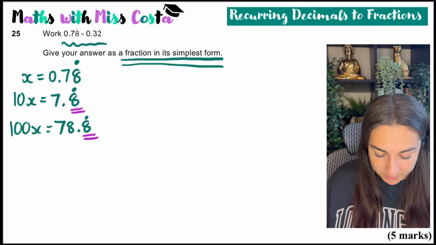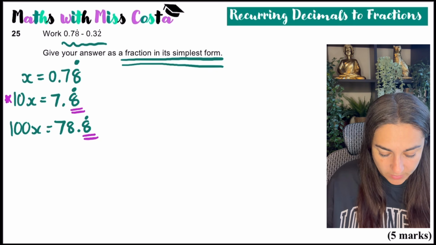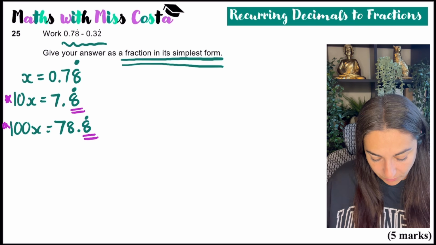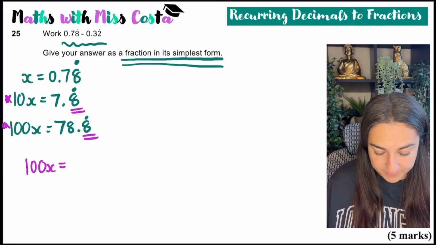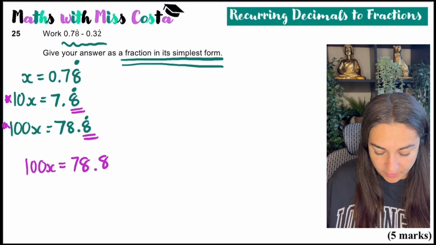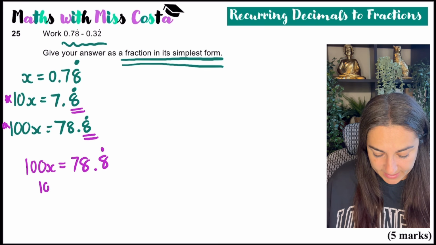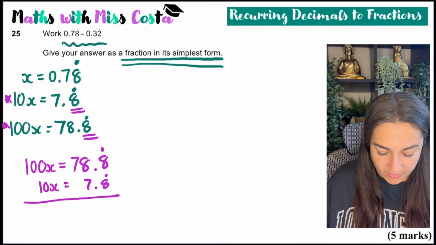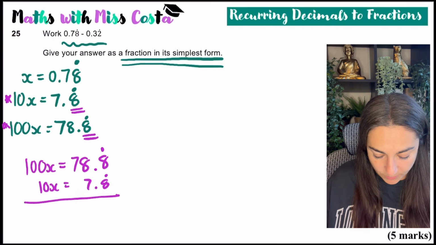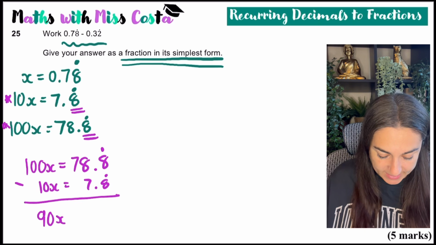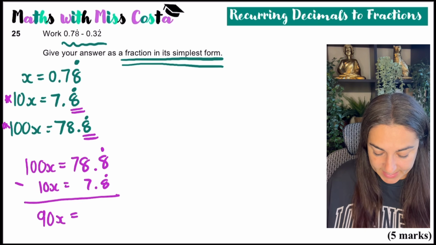So once that has happened, what I do is I circle my powers of 10. So in this case, it's 10x and 100x, and I write them out with the largest number at the top. So I know that 100x is 78.8 and 10x is 7.8 recurring. What I'm going to do then is subtract so that I work out what is left over. So 100 take away 10 is 90x and 78.